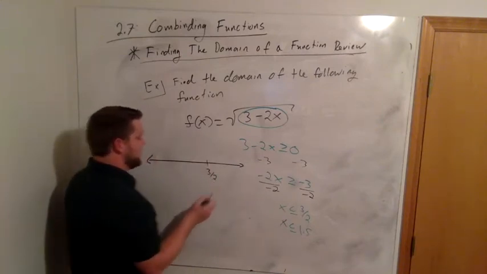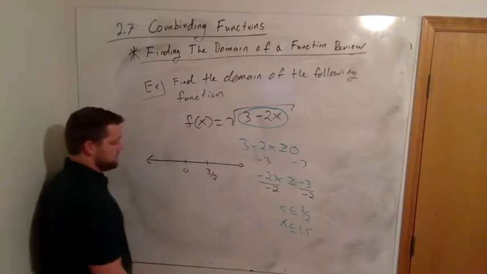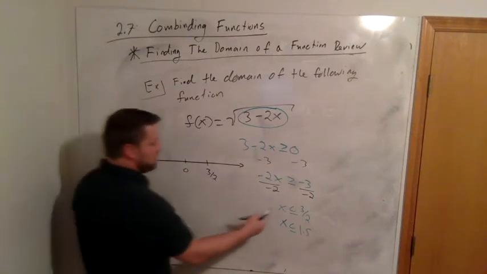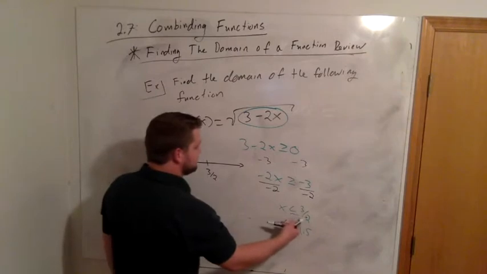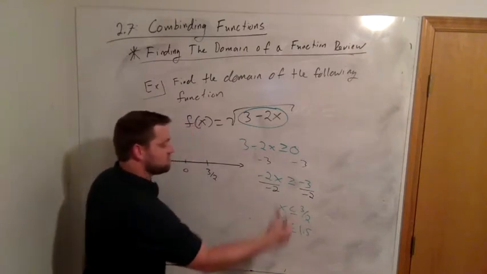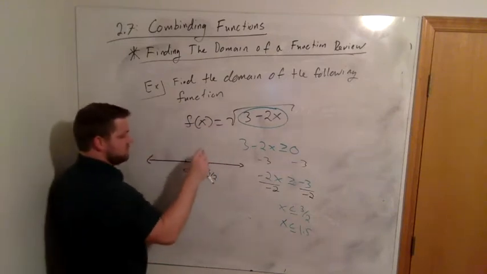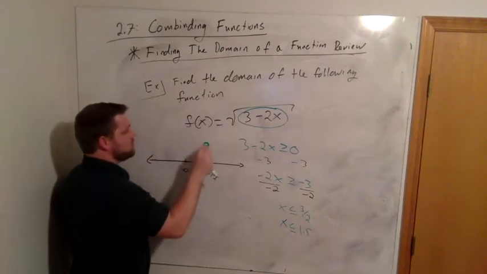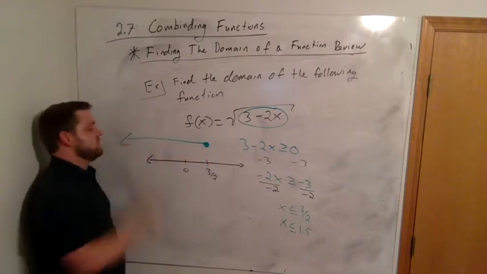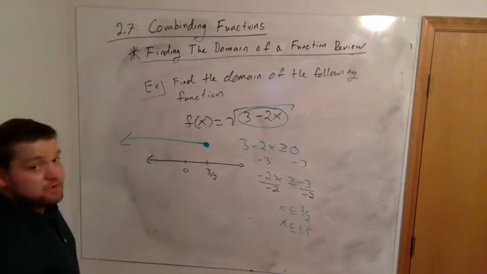So here's 3/2. I guess if you want, you could put 0 here. You don't have to. But I need all x values that are less than or equal to 3/2. This arrow is saying I want all x values that are to the left of 3/2. So I'll put a closed dot over 3/2, telling the reader I can include 3/2 in anything less than or equal to 3/2. So this is the domain.